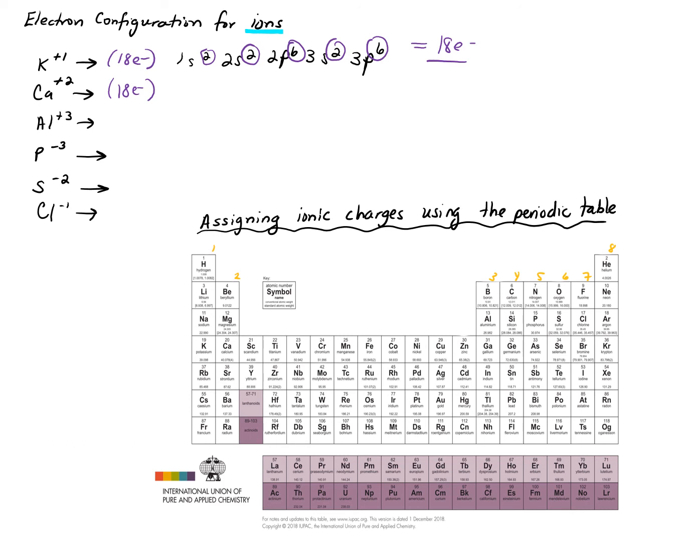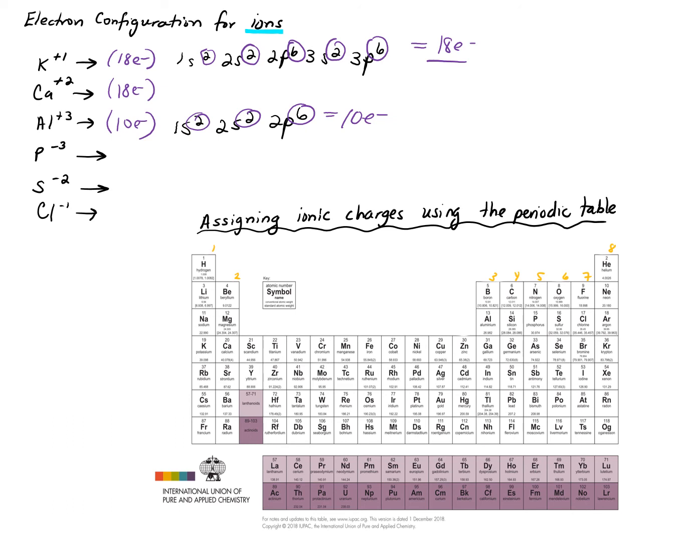The third one will be aluminum +3. Aluminum has an atomic number equal to 13. If it's +3, it's losing 3 electrons, so you now have 10 electrons. You have to write down the electron configuration corresponding to 10 electrons instead of 13 because you have the ion of aluminum. So 1s2, 2s2, 2p6. We have to stop right there. That's 2, 4, and 6, that's 10 electrons.